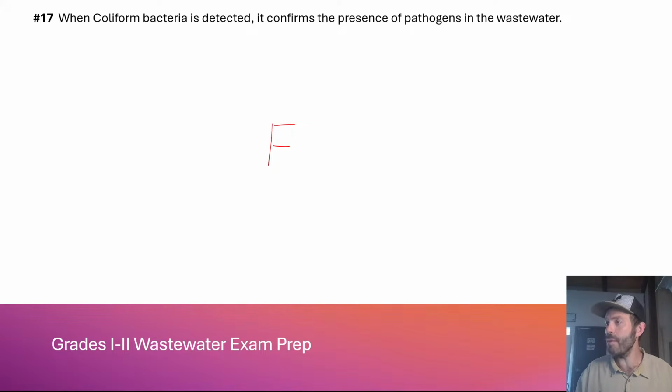And just for a little bonus, on my grade 3, I had a true false, and it was something along the lines of this, but it was fecal bacteria and fecal coliform, and it was the same kind of structure. And I had to think about it for a second, and I was like, I think that's still an indicator, and it absolutely is still just an indicator. Fecal coliform does not confirm anything. It's just an indicator, okay?